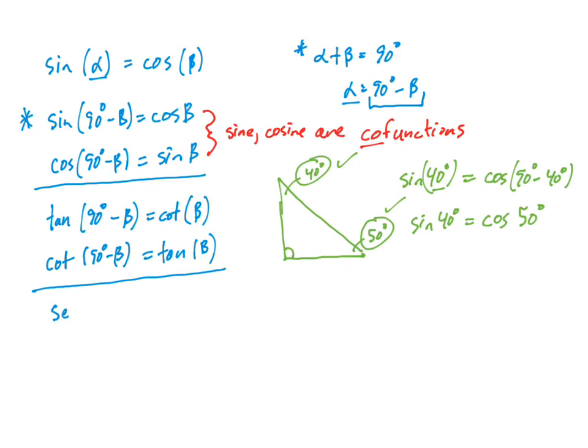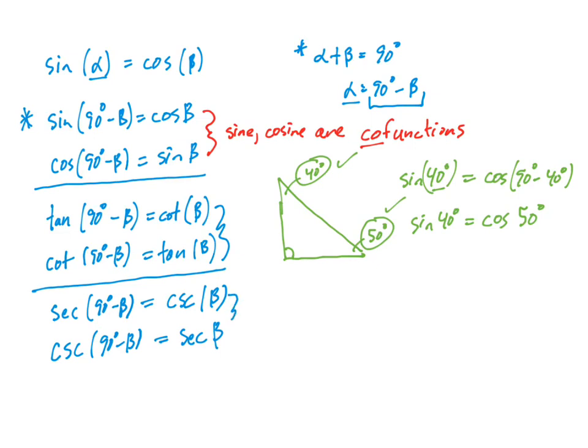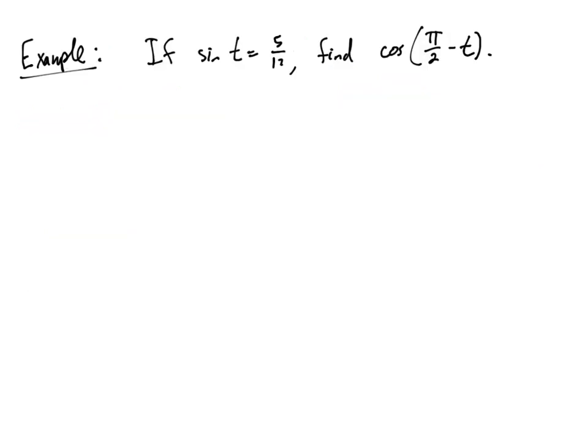And then secant of 90 degrees minus beta is equal to cosecant of beta, and cosecant of 90 degrees minus beta is equal to secant of beta. So each of these pairs shows which trig functions are cofunctions of each other. And we'll look at two quick examples that help illustrate the usefulness of these cofunction relationships.